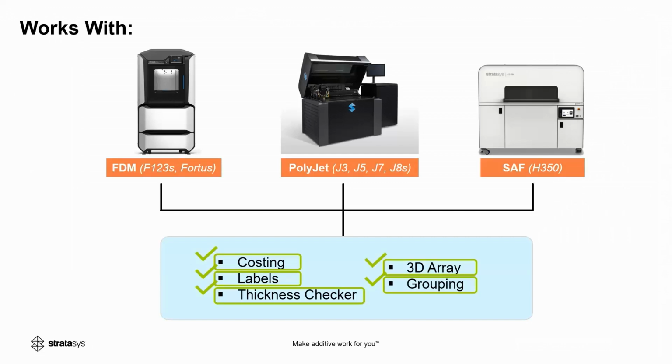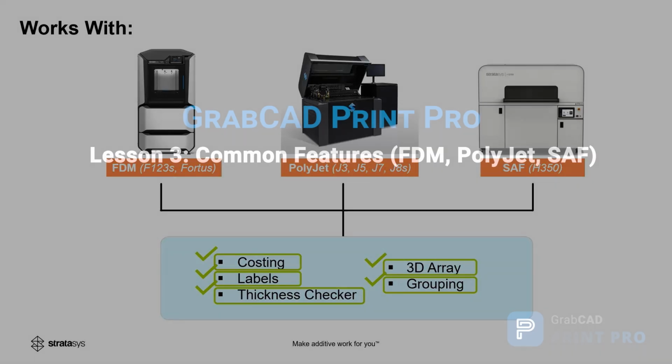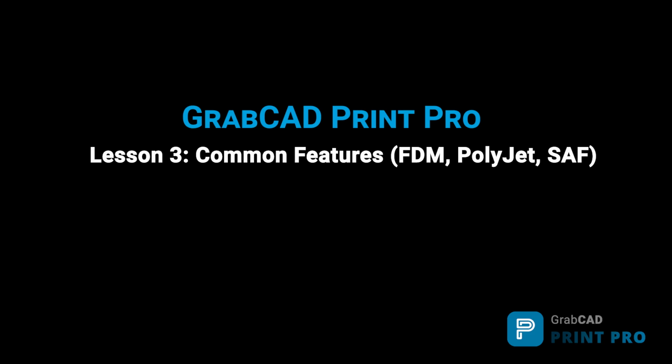To recap, you're probably going to use costing, labels, thickness checker the most, but those other features will be helpful too. In the next video, we'll talk about splitting out into FDM specific features, PolyJet specific, and SAF specific features.